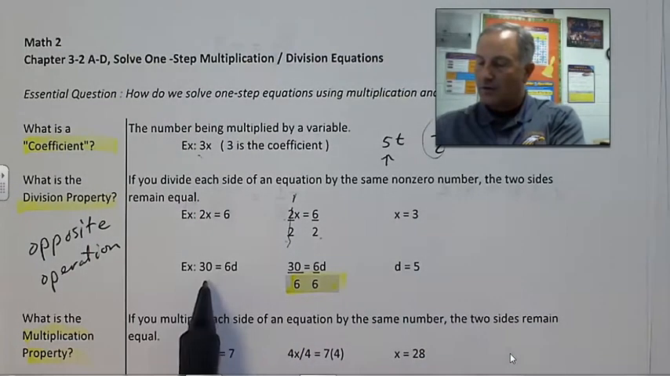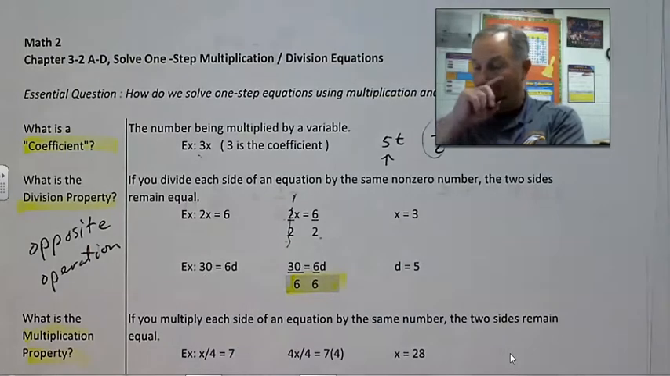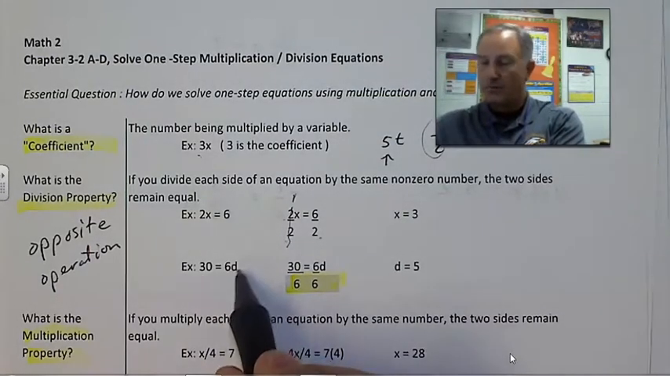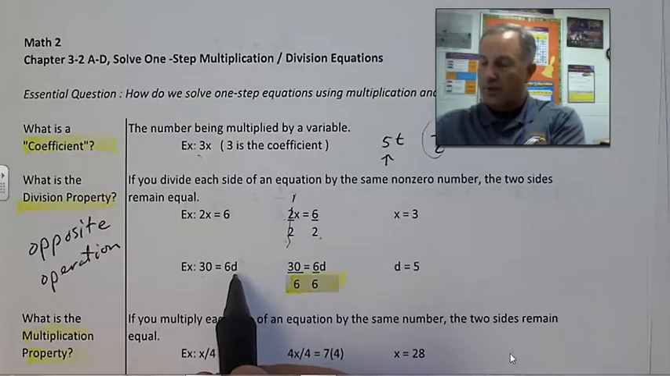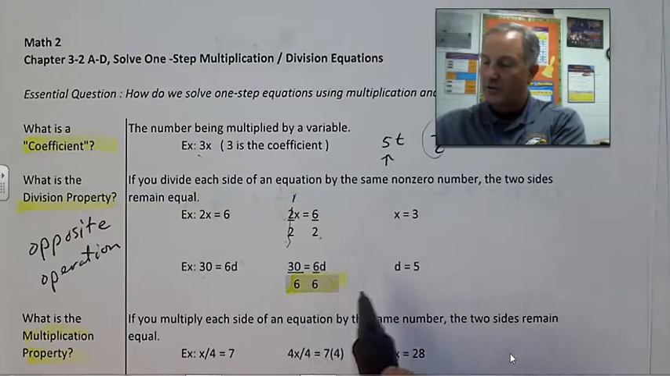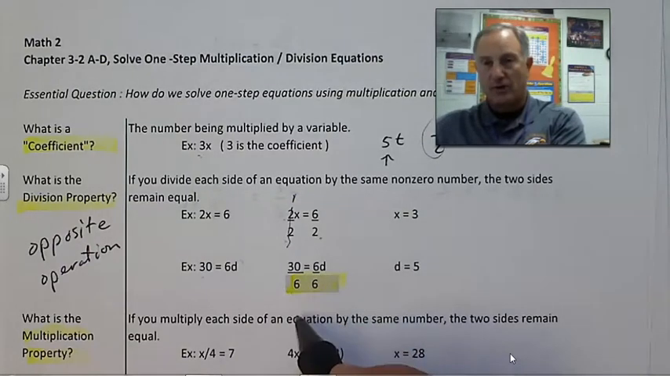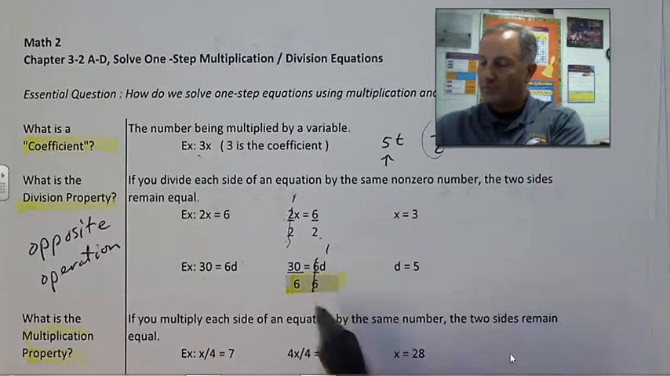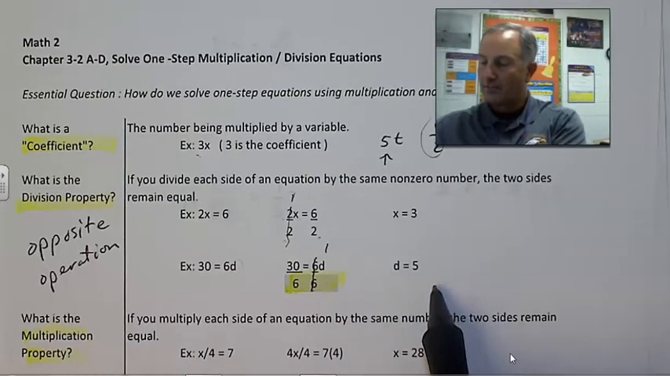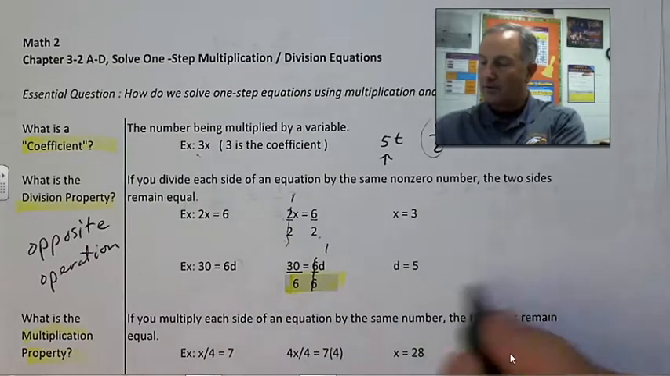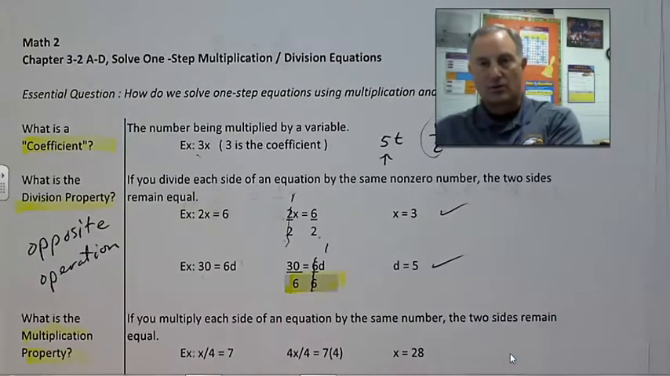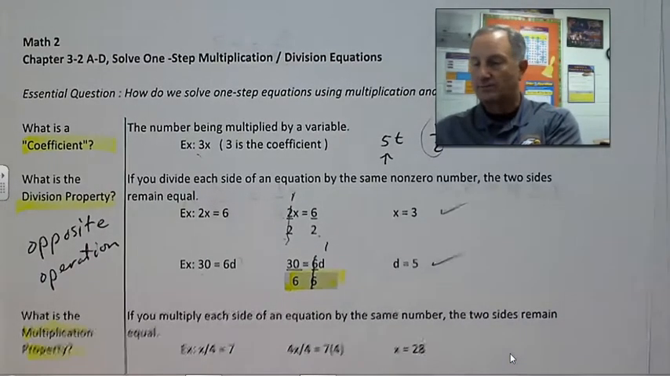So if I want to solve this right here, 30 equals 6d. Again, just like what we were doing with addition and subtraction, we want to isolate our variable, get it by itself. So I do the opposite operation. I see that this is multiplication. My coefficient is 6, so I'm going to divide the 6 out on both sides. As long as I do the same to both sides, I'm okay. 6 over 6 is 1. 6 goes into 30 five times. Does 30 equal 6 times 5? Sure does, it checks. Does 2 times 3 equal 6? Sure does, it checks. You can always plug it back in and see if you got the right answer.